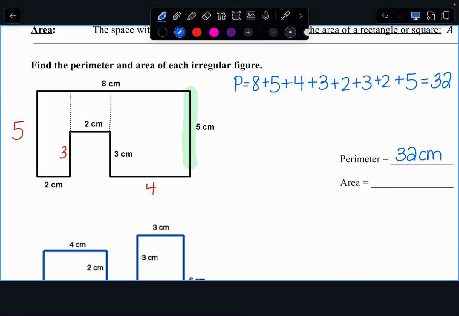You timed everything by 2, right? No. Divide. To find area of a rectangle, you multiply length times width. If we look at this first section on the left, the length is 5, the width is 2. 5 times 2 gives us 10.